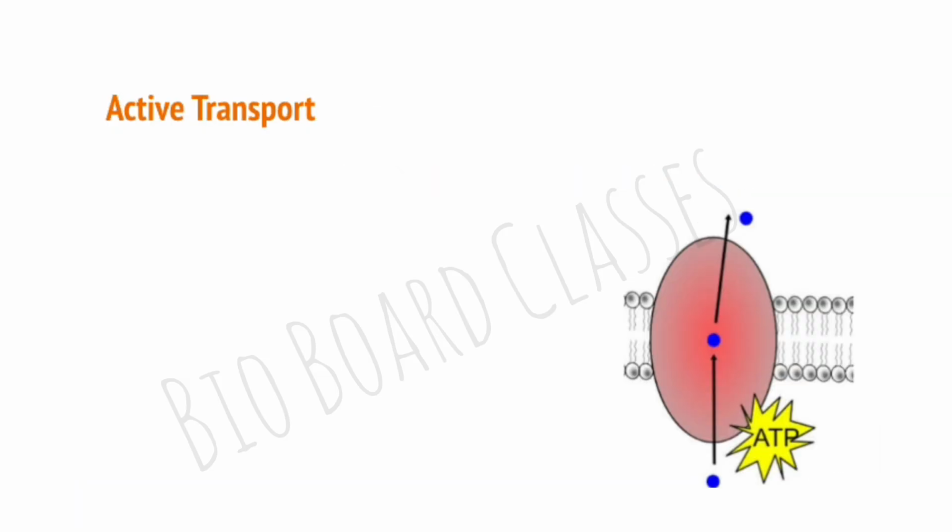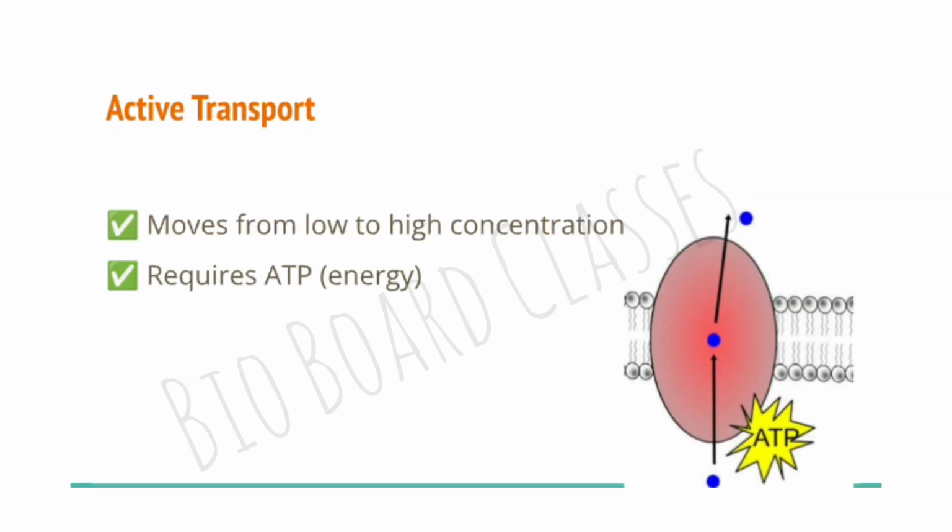Next is active transport. In active transport, substances move from areas of low concentration to areas of high concentration, and this process goes against the natural flow. Hence, it requires energy in the form of ATP. It is essential for absorbing nutrients like glucose and ions, even when the concentration outside the cell is lower.